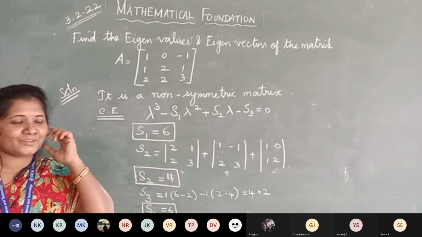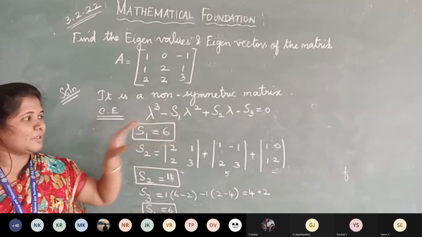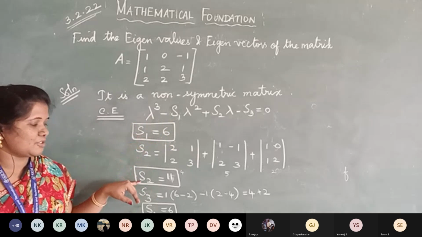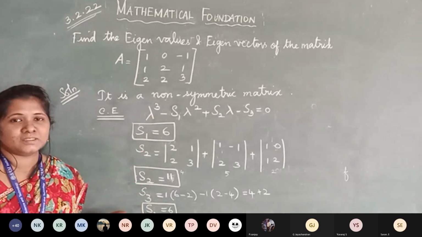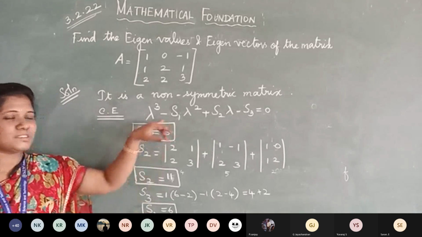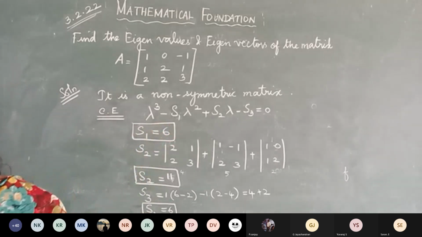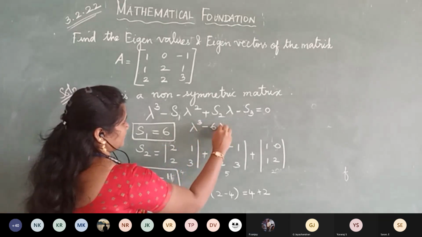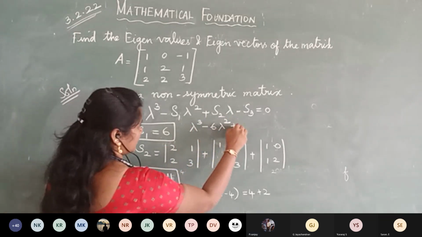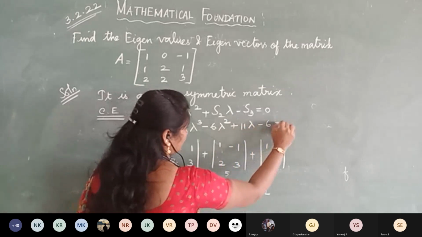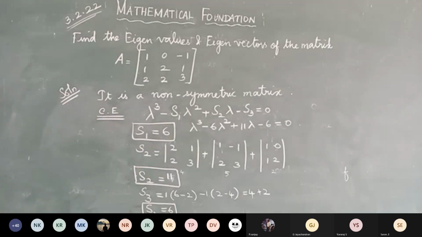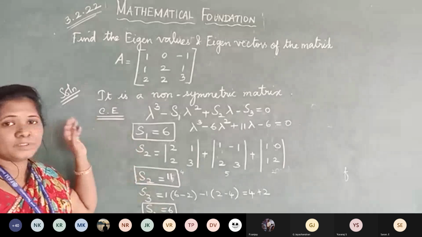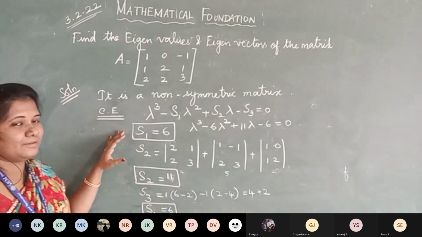Now substitute it in this equation. You have S1 equal to 6, S2 equal to 11, and S3 equal to 6. When you substitute, the equation you get is lambda cube minus 6 lambda square plus 11 lambda minus 6 equal to 0.